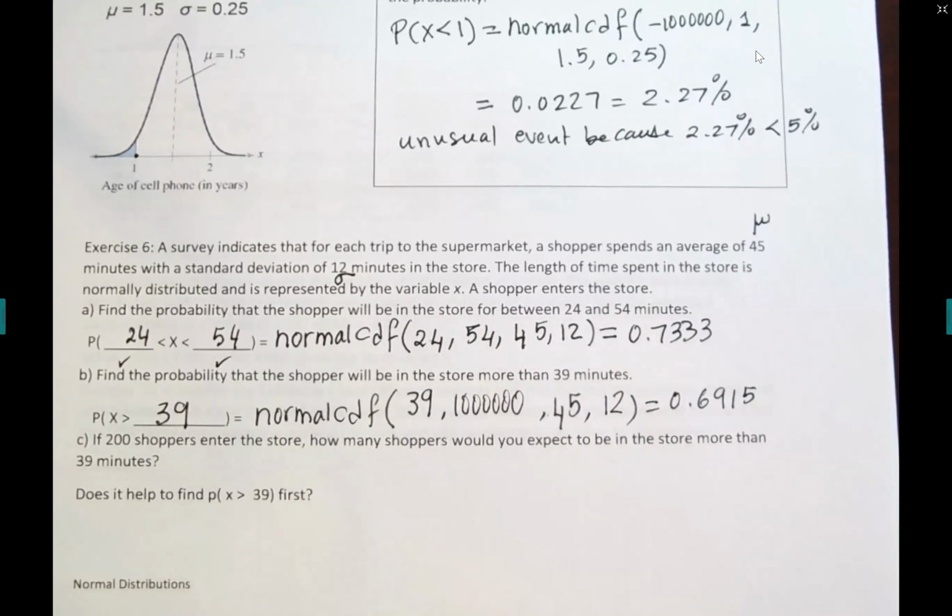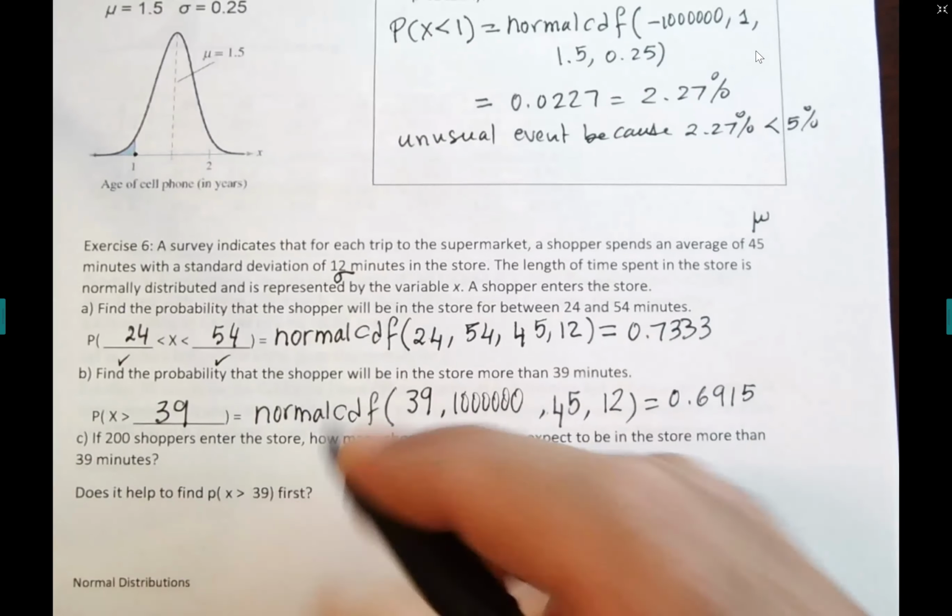Now, if 200 shoppers enter the store, how many of them, guys, do you think are going to be there for more than 39 minutes? How would you figure this out? We already did most of the work. Yes, you multiply 200. I hear a student saying 200 multiplied by 0.6915. That is correct. And why do we multiply the 200 by 0.6915? Because 0.6915 is the probability, the proportion of shoppers who will spend more than 39 minutes. So it's absolutely correct. Does it help to find this? Yes, definitely.